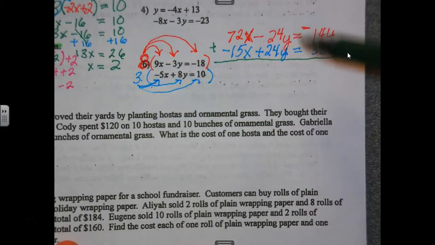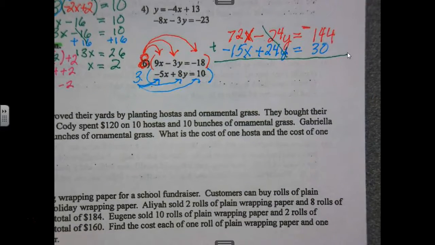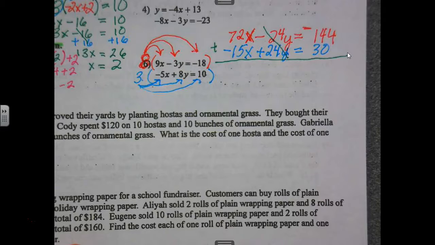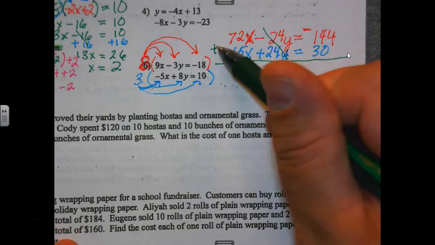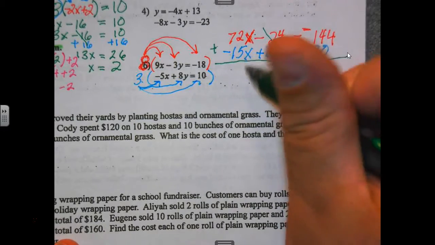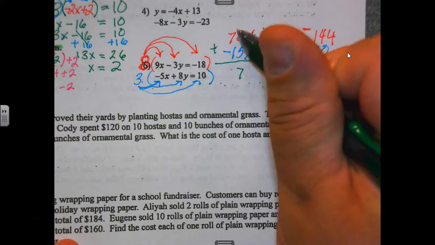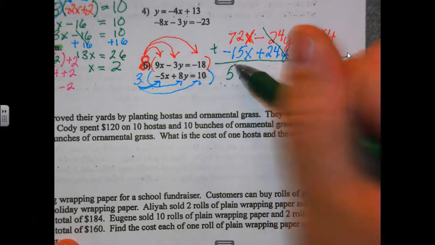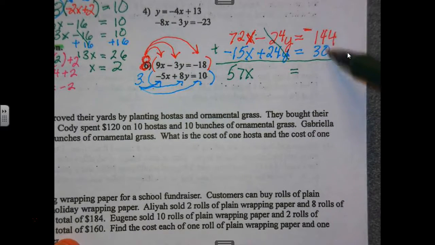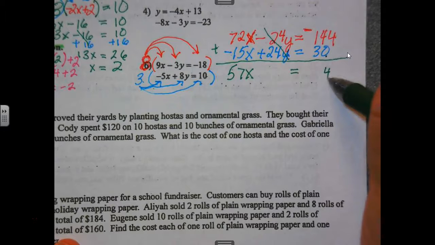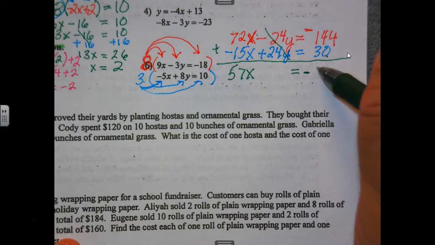When you add them, one of the variables has to eliminate. It has to add up to 0. If it doesn't, you did something wrong. Stop. Start over again. Okay, 72x plus a negative 15x, so I'm subtracting here. 72 minus 15 is 57x. Again, negative and a positive, so I'm subtracting. So I get negative 144 plus 30, negative 114.